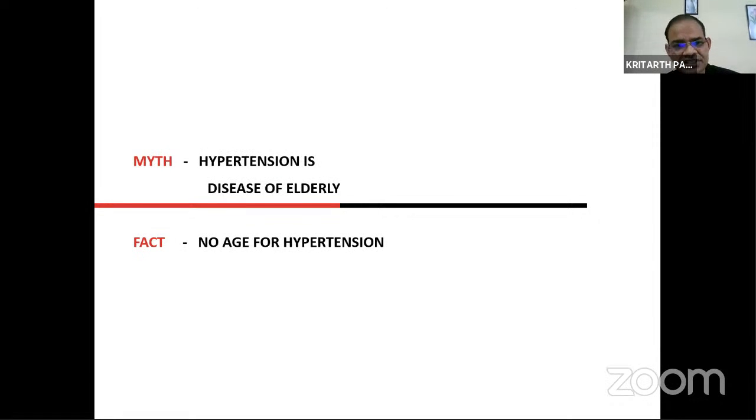Another myth is that hypertension is a disease of the elderly. Most people think that hypertension starts after the age of 40 or 50. How can it be possible in an adult or young patient? But the fact is there is no age limitation for hypertension. At any age, hypertension can occur.